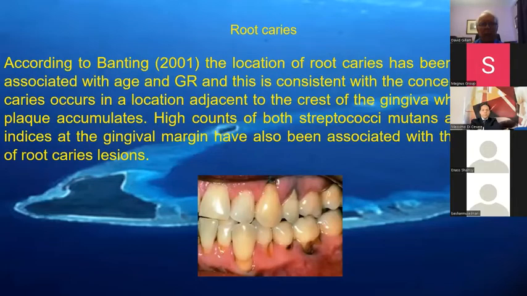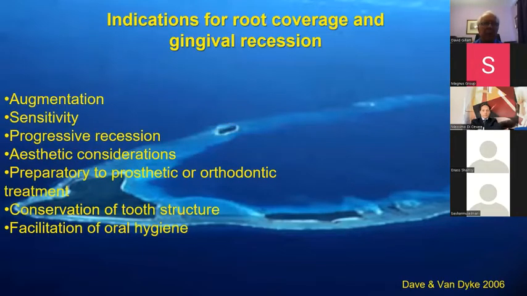Again, root caries is an issue. Often as you get recession, there's also potential for root caries as well if the patient's oral hygiene isn't pristine. Next slide, please. So Van Dyke suggested indications for root coverage and gingival recession, and we've really covered most of these things. Next slide, please.